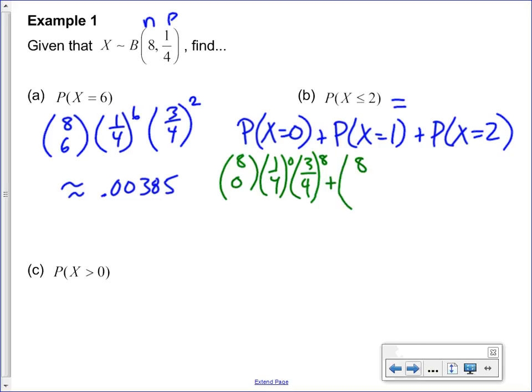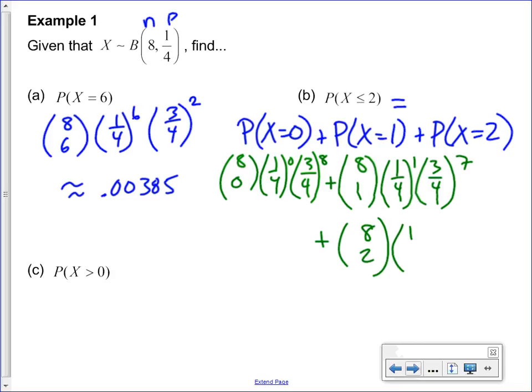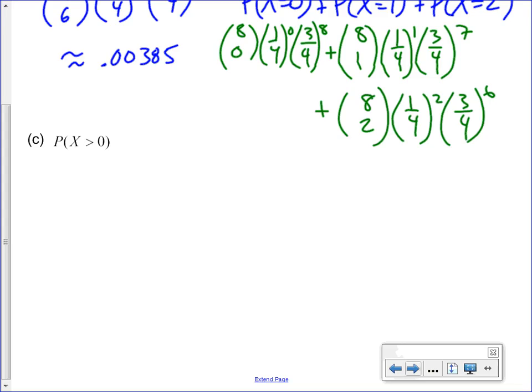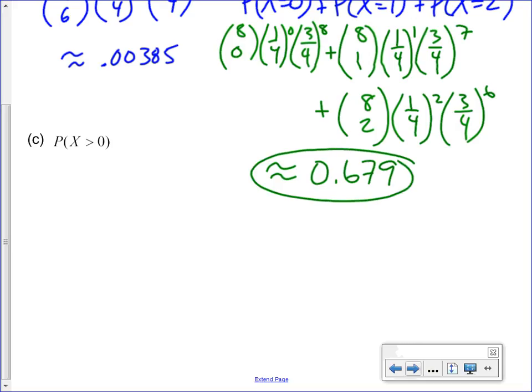Plus 8 choose 1, 1/4 to the 1, 3/4 to the 7th. Plus 8 choose 2, 1/4 squared, 3/4 to the 6th. And I won't make you type all that in, but you can check me. I got 0.679 for that last one, the probability that you would get anything up to and including 2. How'd you do the last one? X is greater than 0.